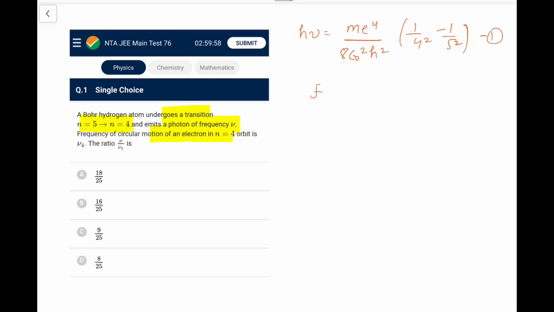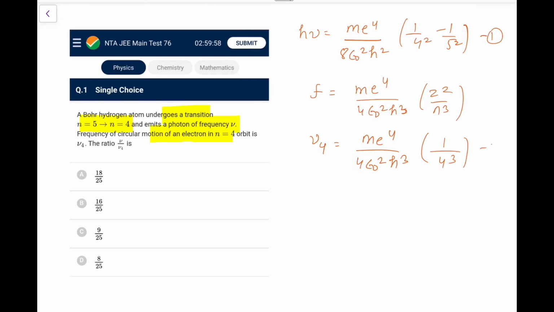Now the frequency of revolution, f or nu 4. The f expression you remember is m e to the power 4 by 4 epsilon naught square h cube, sorry, not square, h cube, z square by n cube. So here nu 4 would be m e to the power 4 by 4 epsilon naught square h cube, and z square is 1, n cube is 4 cube. So for the ratio nu by nu 4, this h cube will come here, so it is completely cancelled.